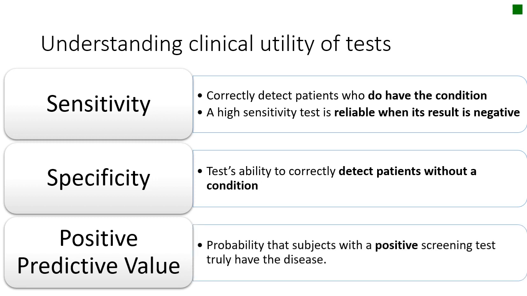The last term is the positive predictive value. This is the probability that subjects with a positive screening test truly have this particular condition. That means going back to the sensitivity, if you are having say 100 people who are testing positive, we must also look at the positive predictive value to understand how many of them have the probability that they actually have the disease.